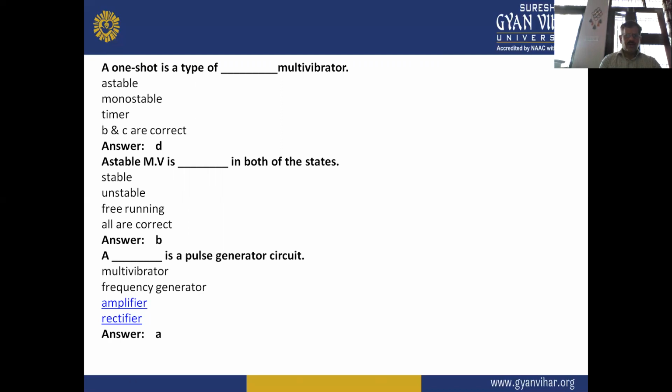Next, a blank is a pulse generator circuit. So option A, multivibrator; option B, frequency generator; option C, amplifier; and option D, rectifiers. So here the correct answer is option A. A multivibrator is a pulse generator circuit, and generates the pulse as well as a square wave generator circuit. So the correct answer is option A, multivibrator.